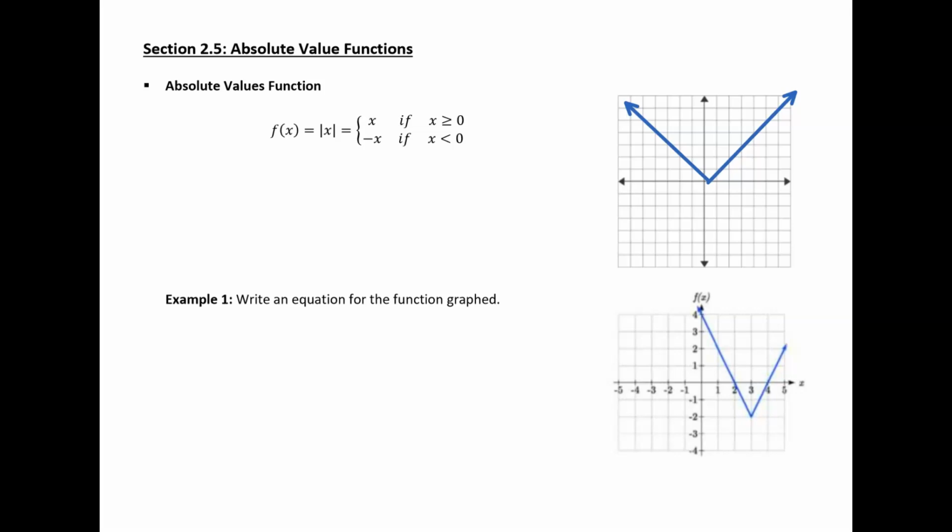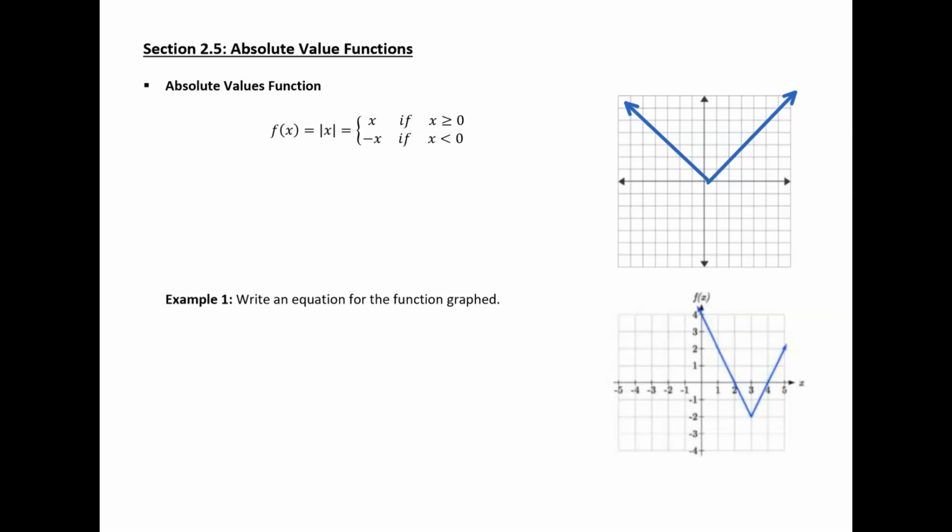In 2.5, we're going to be talking about absolute value functions. What we're going to be doing is I want to first look at what the graph looks like, how it could be created. I want to shift it around, and then I'm going to end with solving.